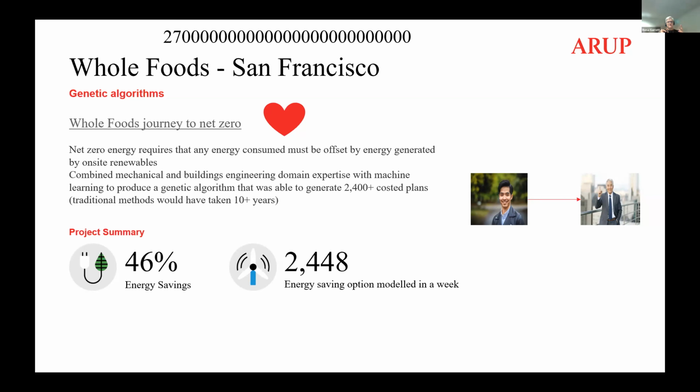So initially, the domain experts came up with 107 possible interventions, but what they wanted to know was what was the best combination of those 107 that they could implement that would give them the energy reductions, but also come in under budget because they had a certain budget. So the possible permutations of those 107 interventions was a 27-digit number, which you can see up here. And obviously, no human can work through that many combinations. It would take them 10 years. So you can see here I've shown the engineer going from a young lad to an old lad. Over that 10 years, he's gone grey.